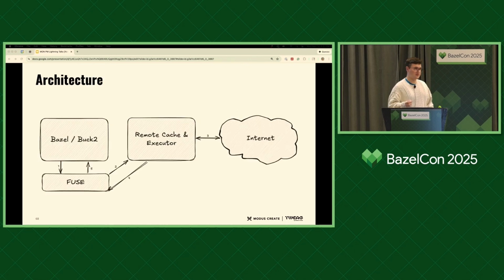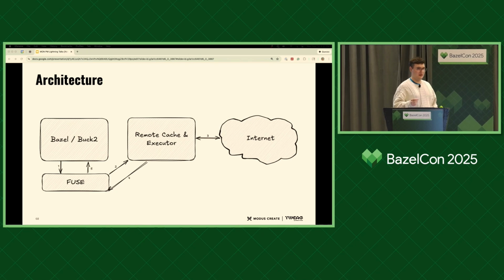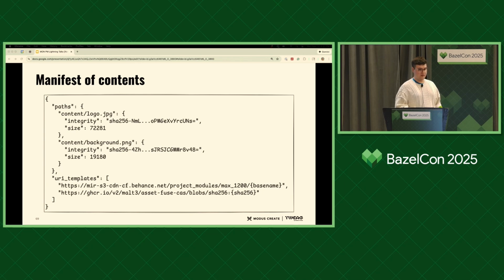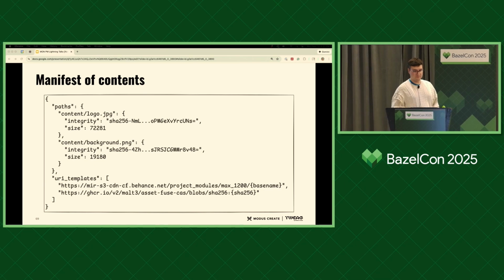So this brings me to the architecture of asset views. You have Bazel or Buck2, and then you have this custom views file system that Bazel can read from. This file system can talk to your Bazel remote cache, and the remote cache can fetch files from the internet. Asset views uses a manifest that just stores the paths that you want to exist in the file system, along with the expected hash of those files and their sizes. And then there are some ways to specify where to get the files from, so the source.